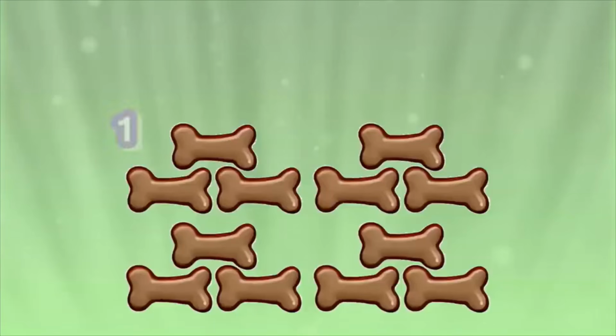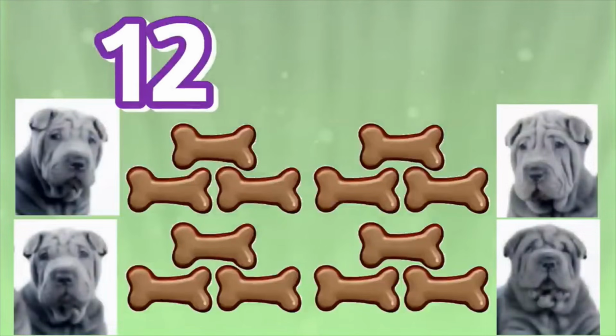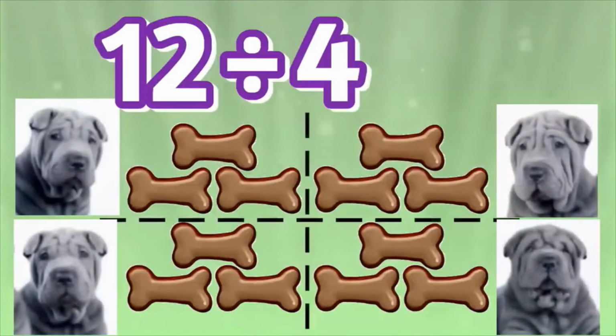We have 12 dog biscuits here. 12 of them. And there are 4 dogs. 12 divided by 4. We have to divide or split up the 12 dog biscuits into 4 equal groups. 12 divided by 4 will tell us how many dog biscuits each dog will receive. What is 12 divided by 4?